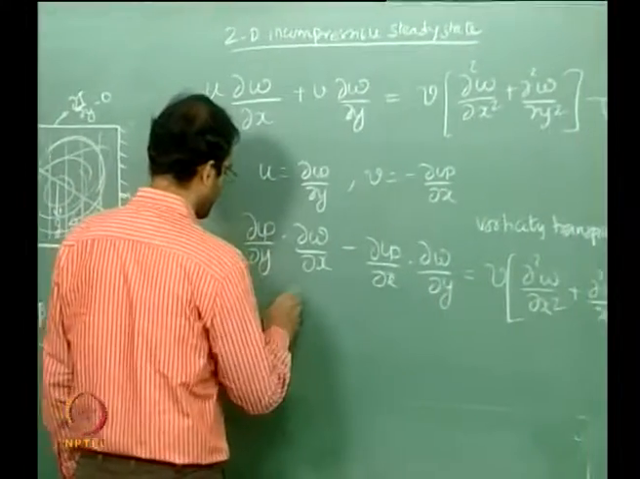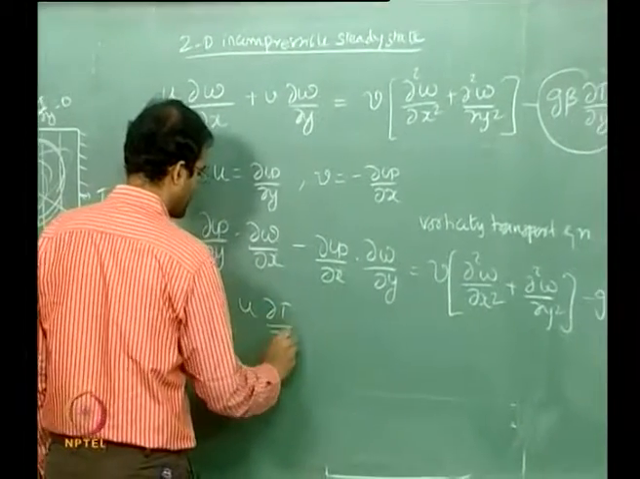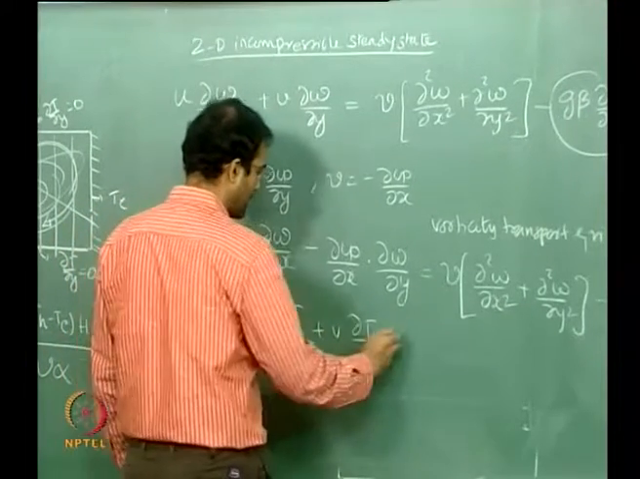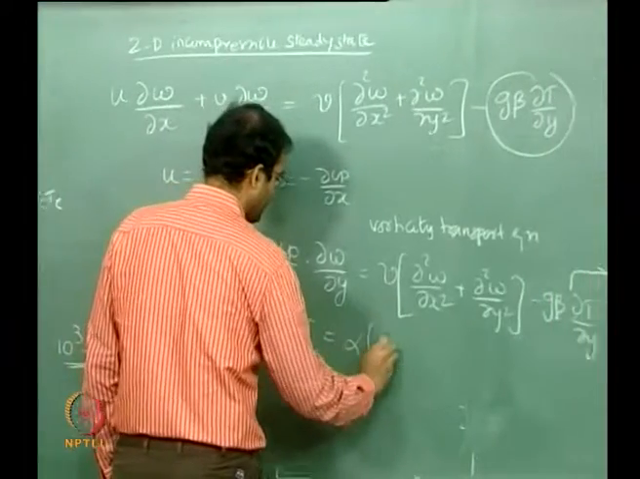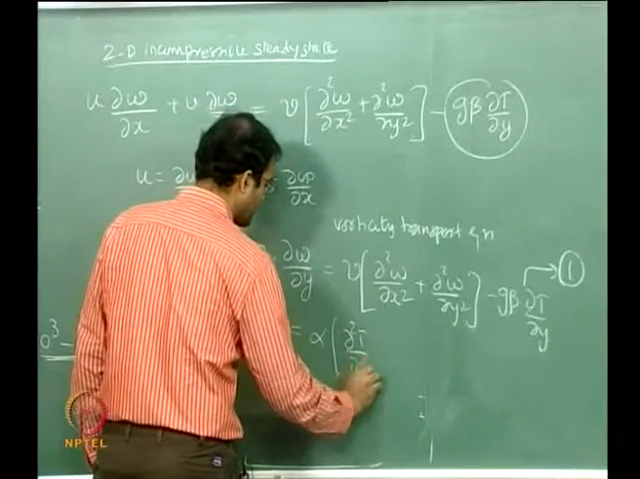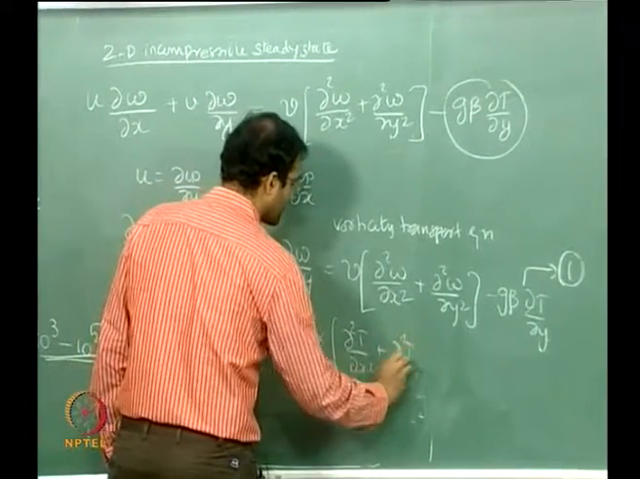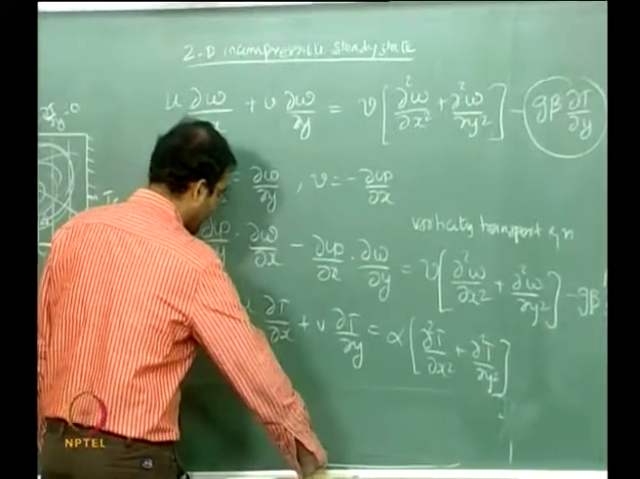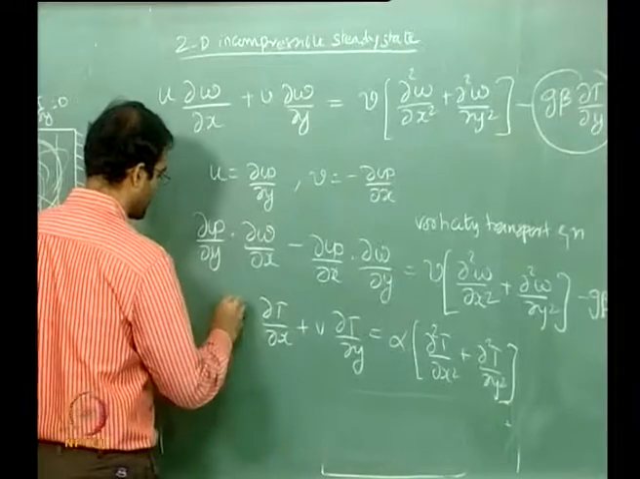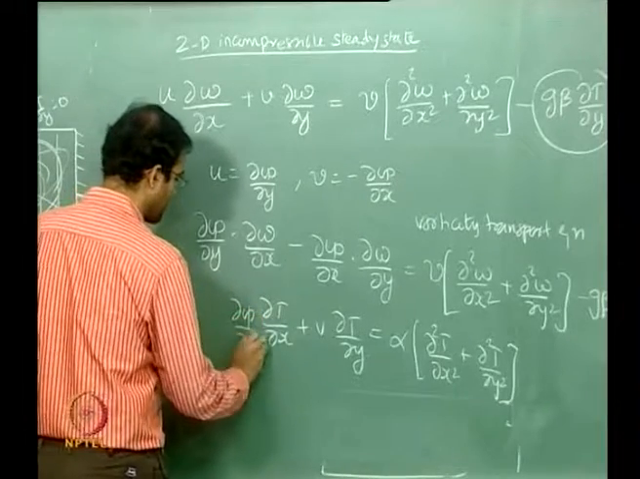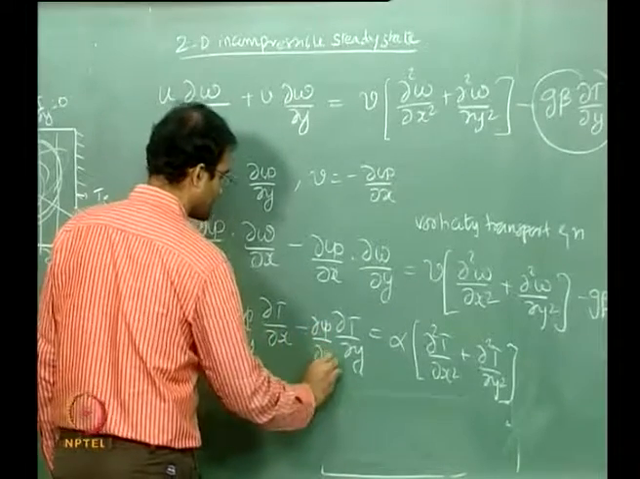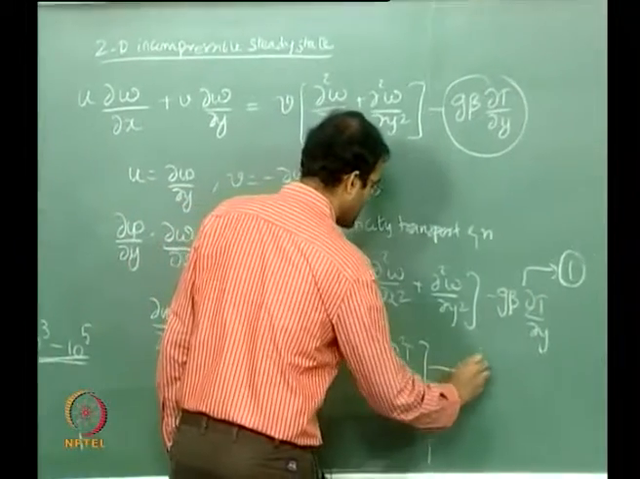So that will be u dT/dx plus v dT/dy. This is the convection term. On the right hand side you have alpha times d²T/dx² plus d²T/dy². So once again u and v you can write in terms of the stream function. So this becomes dψ/dy and minus dψ/dx. So this is the second equation. This is your energy equation.